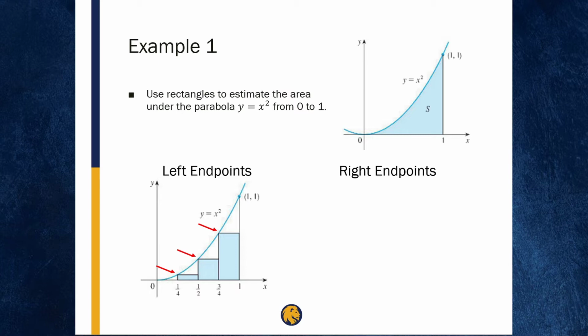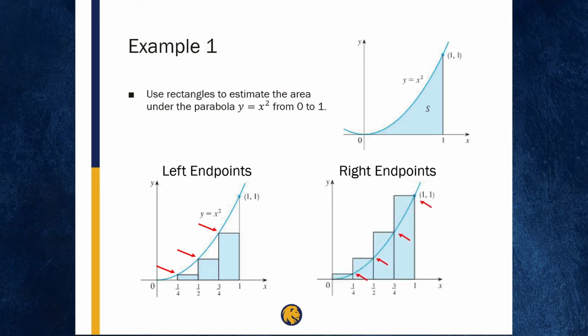This first one here we call the left endpoints. I refer to it by left endpoints because I'm placing the left upper corner of each rectangle on the curve. This is in contrast to right endpoints, where I put the upper right corner of each rectangle on the curve. So each of these setups is an approximation of the area under the curve. One is a slight under approximation, leaving some area out, and the other is a slight over approximation with areas going outside of the curve.